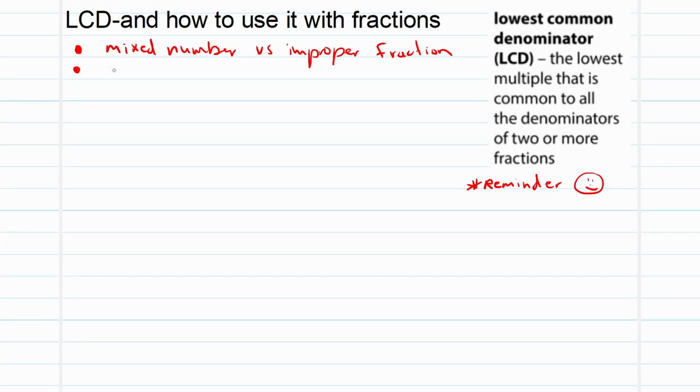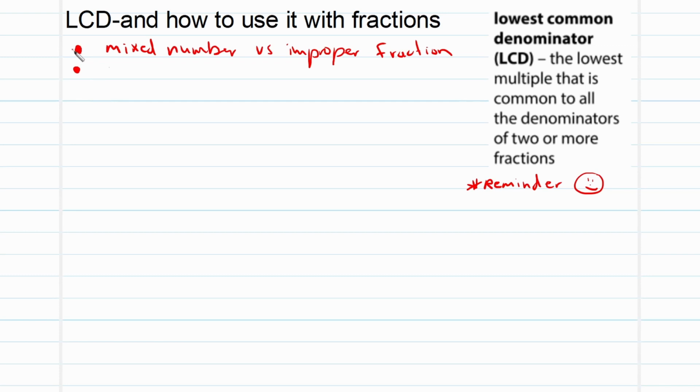So let's have a look at this one. LCD and how to use it with fractions. So just a quick reminder, LCD stands for lowest common denominator, which is, as you would remember from previous videos, the lowest multiple that is common to all the denominators of two or more fractions. So this is how we're going to look at it.